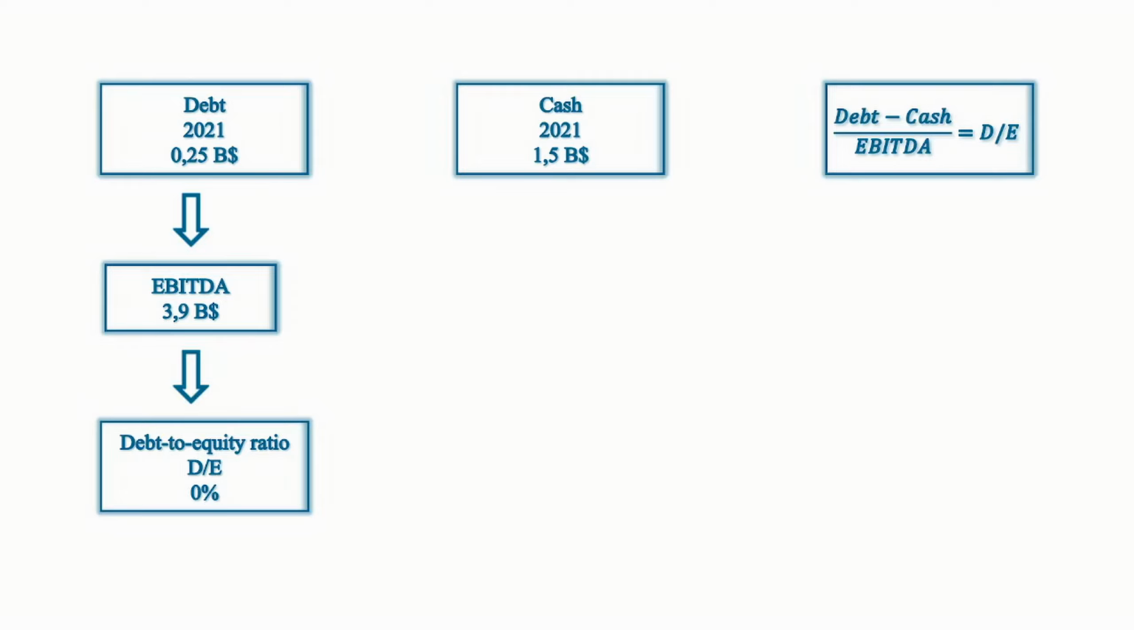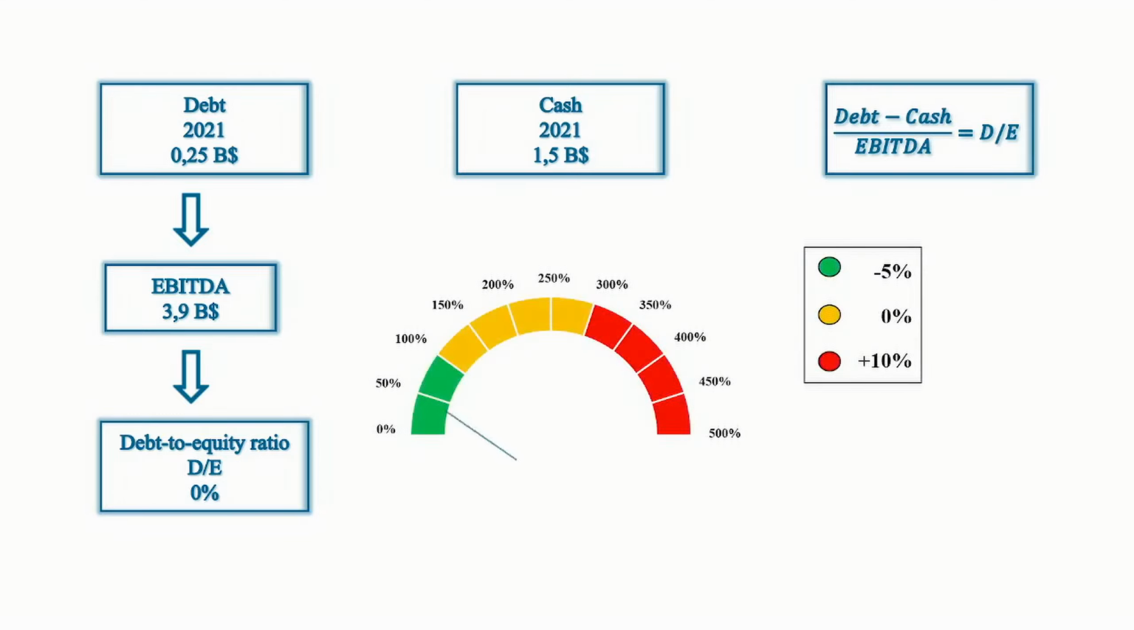Enough about mathematics. The debt to equity ratio tells us that the company could pay off the whole debt at any time if they wanted to. This is of course a sensational value, and for this metric I'll subtract 5% from the margin of safety.